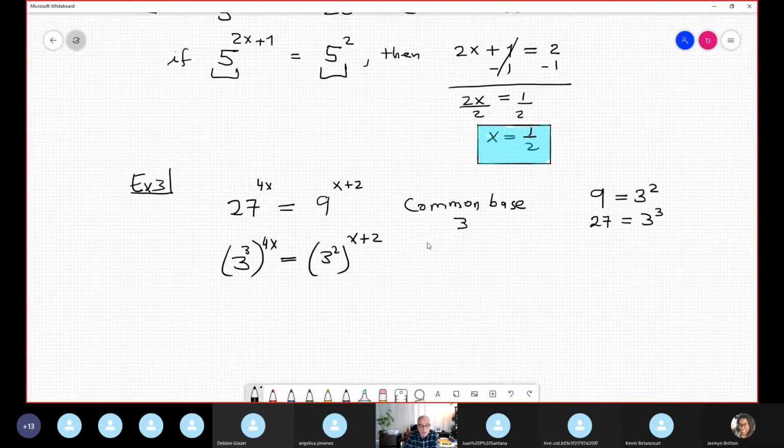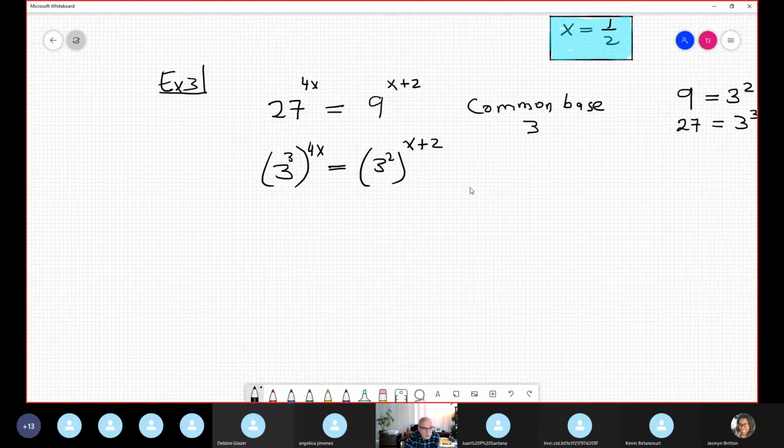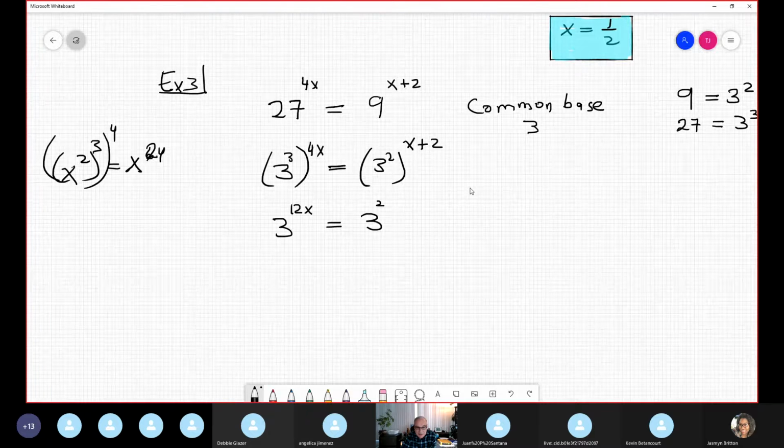Now multiply the exponents, because I know the rule of the exponent when you have different levels. Look, when you have x squared cubed, it is x to the 6. Why? Because it's multiplication. Suppose you have another level, 4, so it's 24: 4 times 3 times 2. Let's multiply the levels of the exponent: 3 to the 12x equals 3 to the 2 times x plus 2. Be careful, you put a parenthesis because 2 multiplies everything.